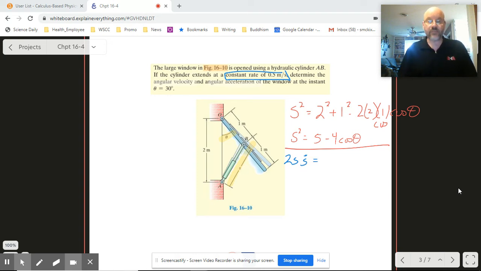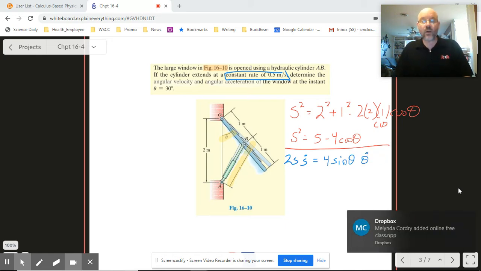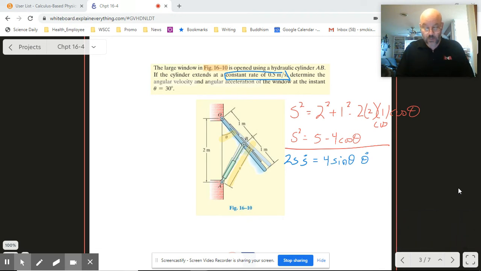All right. The derivative of 5 is 0. Then we got minus 4 times cosine theta. So the derivative of cosine theta is negative sine theta. So that cancels out. We get 4 sine theta. But remember, theta is a function of time. So we put a theta dot on here just like that. So there is our first relationship: 2s s dot is equal to 4 sine theta, theta dot. All right.